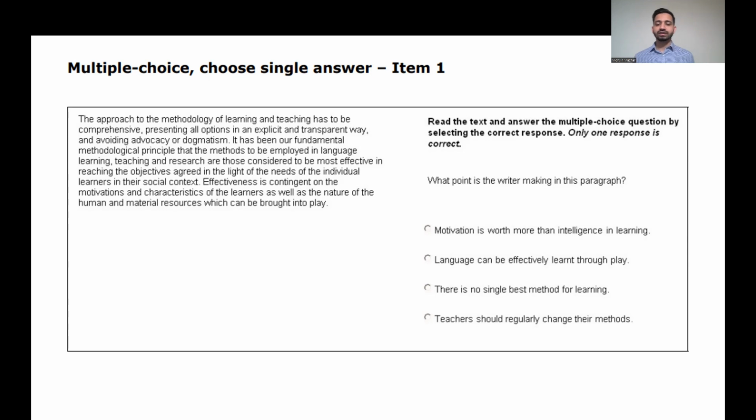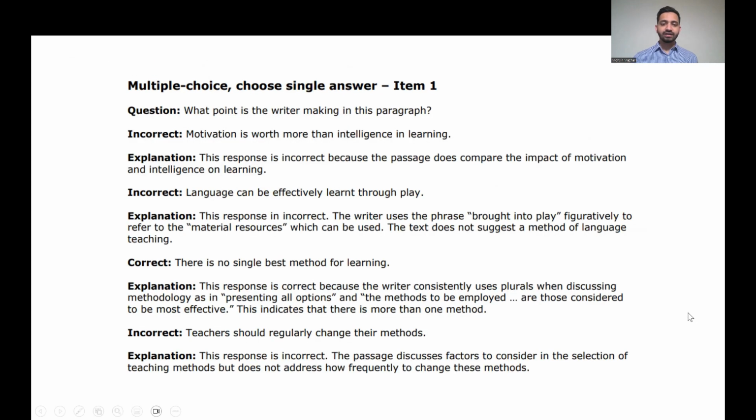It says teachers should regularly change their methods. But it doesn't mention in any part of the paragraph that they should regularly change their methods. I mean, it kind of hints at that, but it doesn't say it and it doesn't talk about that. So we can't really say that the writer is making that point. I think the main point the writer is trying to make here is that there is no single best method for learning. So I'll stick with that.